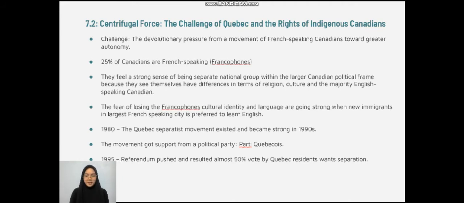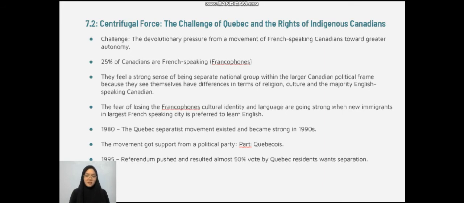The Quebec separatist movement gained momentum during the 1980s and became especially strong during the 1990s. The decades of perceived oppression from the federal government, as well as the perception of a threat to their cultural identity and language, have unified members of the Parti Québécois, a political party formed with the purpose of achieving Quebec's independence from the federal government.